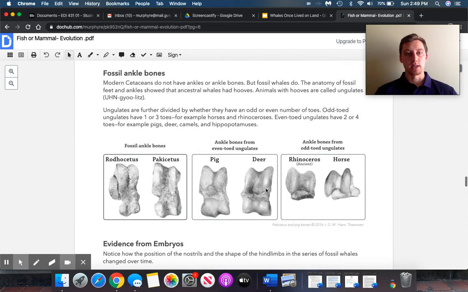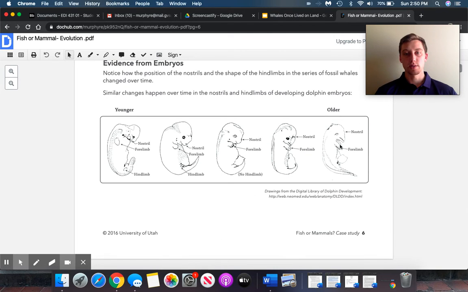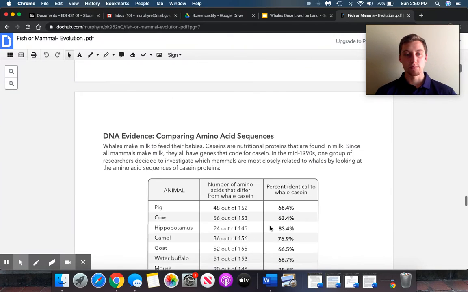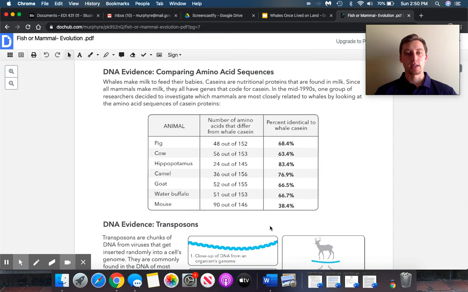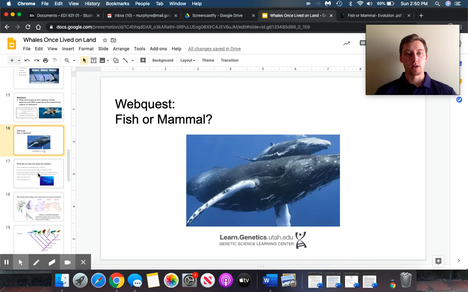And then we look at comparative anatomy, looking at bone structure. We look at embryos, so the development of embryos over time. And then we look at the DNA sequence of different species and how closely related they are. So students will have a little packet, they'll walk through it.